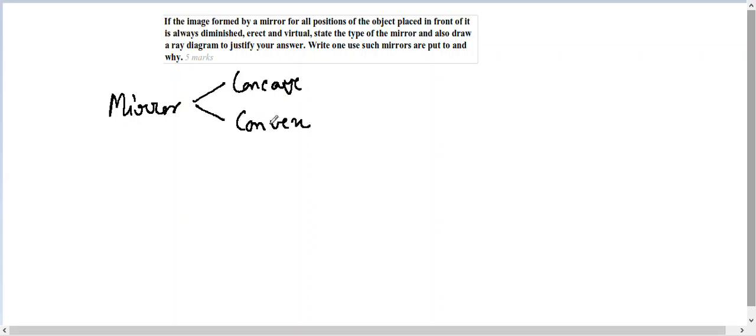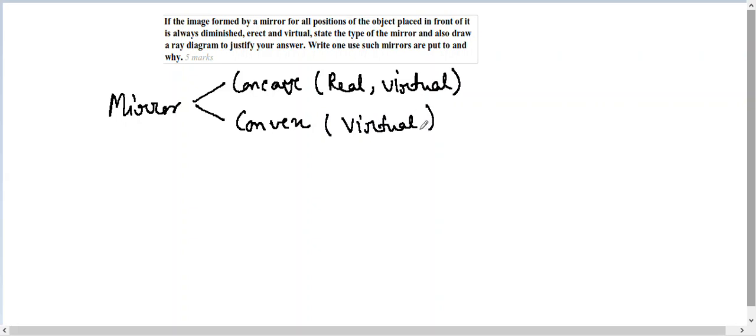A concave mirror forms both the real as well as virtual image depending upon the positions of the object placed in front of it. However, a convex mirror always forms a virtual image of an object for all the positions of the object placed in front of it. So, our answer in this case is the convex mirror. So, let's make a ray diagram of it.